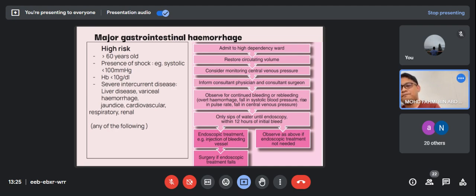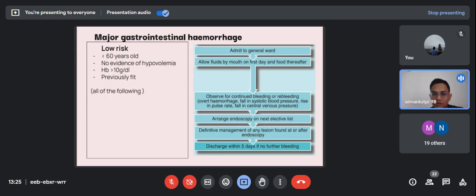Okay, proceed. So this is just the difference: low risk. The patient didn't have any of these risks, so we just admit to the general ward, allow fluids by mouth, observe for any continuous bleeding, and arrange endoscopy on the next elective list. So it is not urgent for us to do endoscopy. And I think I'm not very accurate here. When you say GI bleed, you have to define upper and lower.